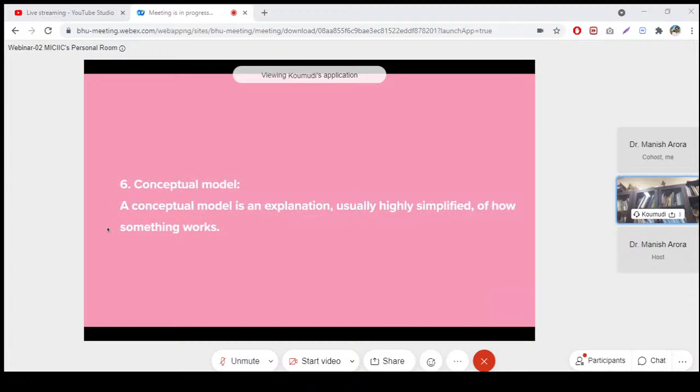A conceptual model is an explanation, usually highly simplified, of how something works. Conceptual models are often inferred from the device itself. Some models are passed on from person to person. Some come from manuals. Usually, the device itself offers very little assistance, so the model is constructed by experience.